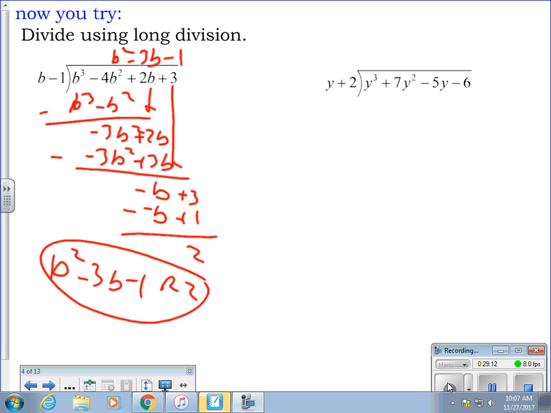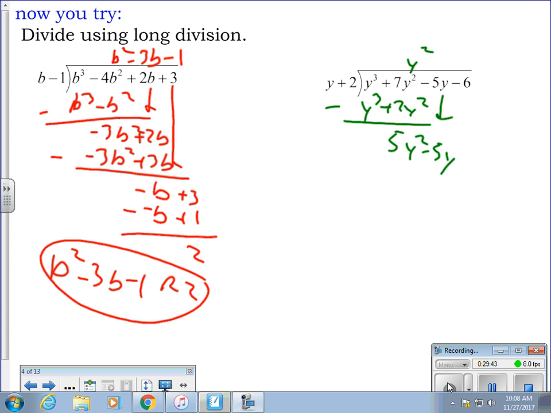And then same thing on the next one. Y goes into y cubed, y squared times. Oops, put it in the wrong place, didn't I? Y squared. Y squared times y plus 2 is y cubed plus 2y squared. Subtract. Y cubed minus y cubed gone. 7y squared minus 2y squared gives me 5y squared. Bring down the minus 5y.